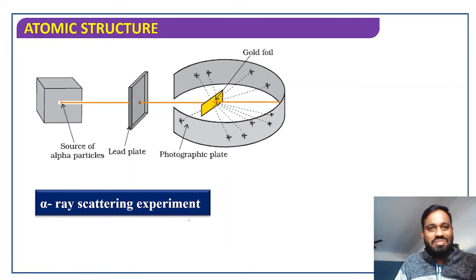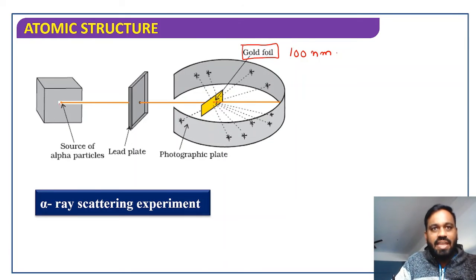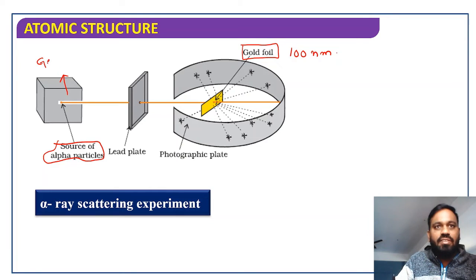Why do we call it the Rutherford alpha ray scattering experiment? Let us look at the experimental setup. In this setup, this is a gold foil. This gold foil is very thin, nearly 100 nanometers in size. And they are taking a source of alpha particles, which means that from this source there is a generation of alpha particles.